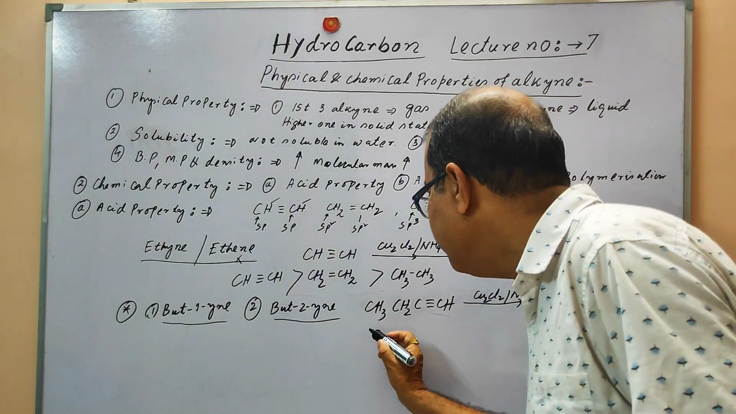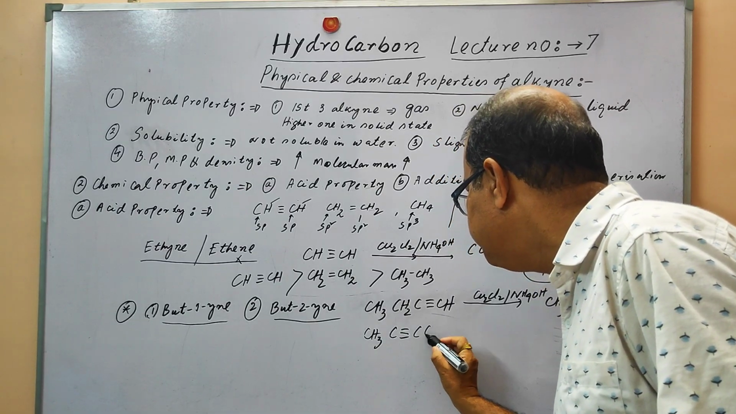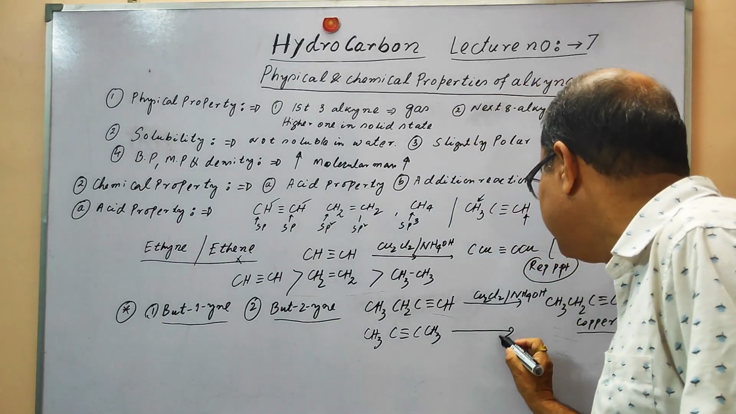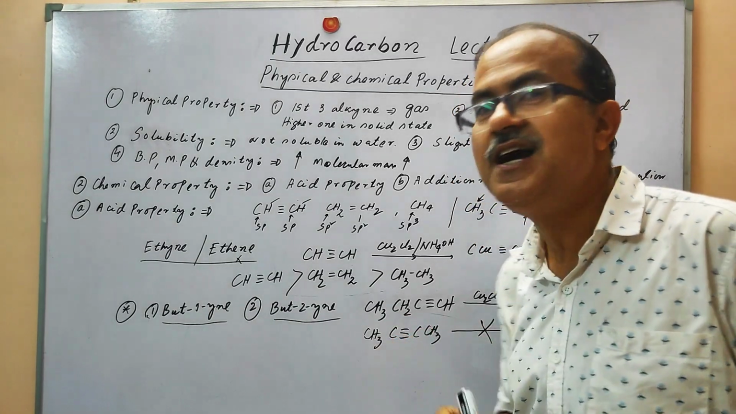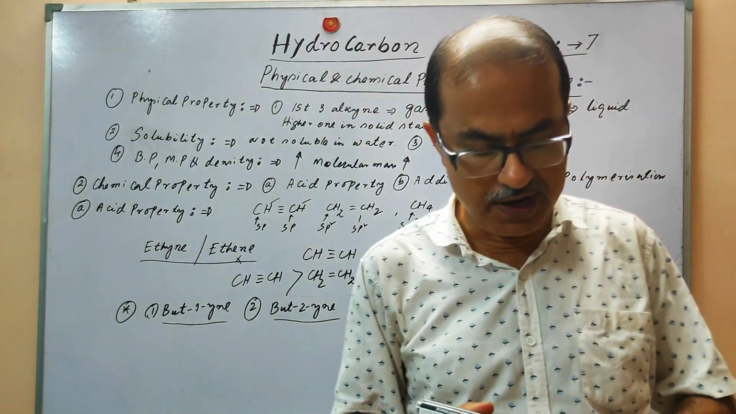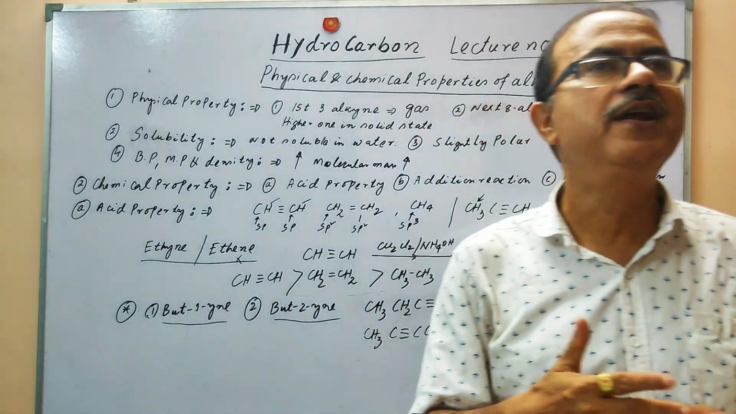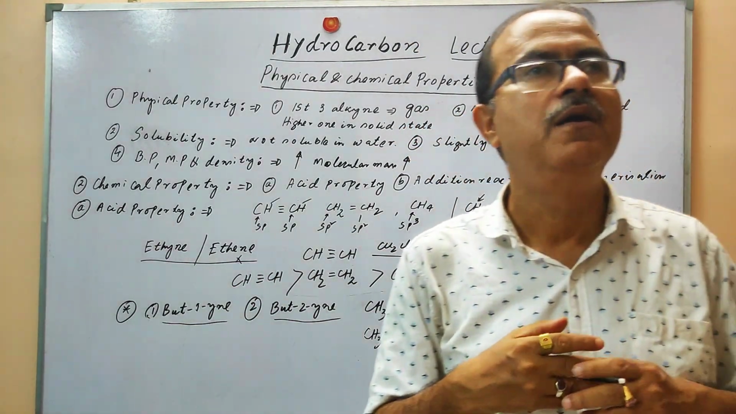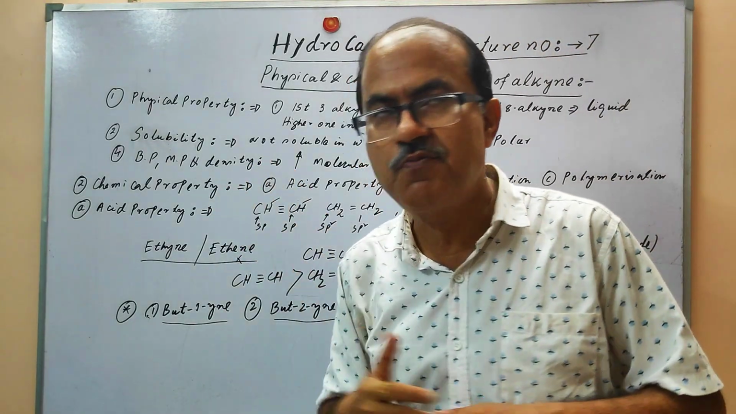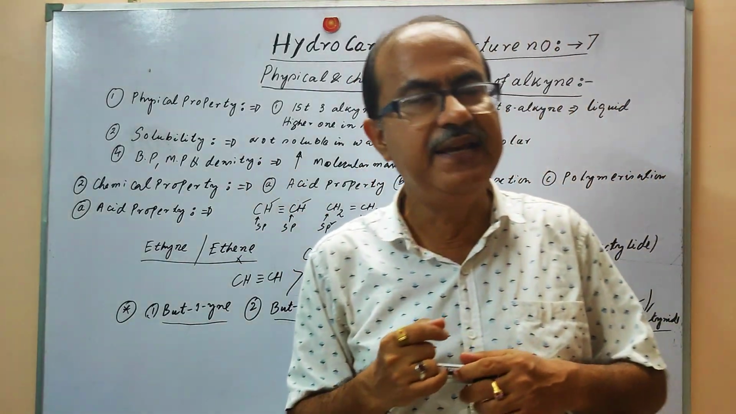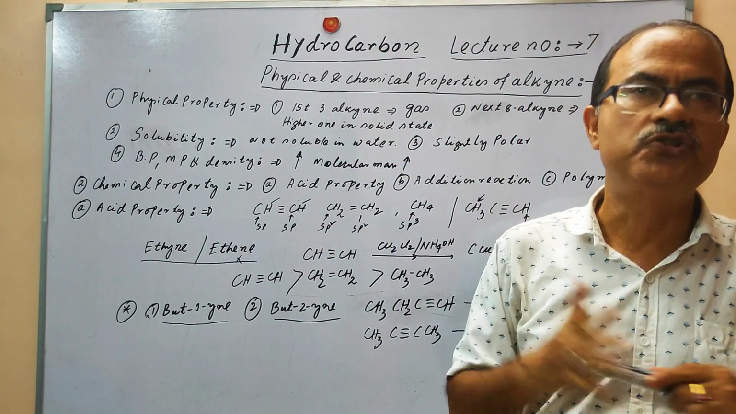But in case of but-2-yne, this is but-2-yne, you will not find this reaction. Why? Because there is no acidic hydrogen. So this type of question will be asked: how are we able to identify the different isomers of butyne? In this way, by using the acidic property of the alkyne, you are able to distinguish them.